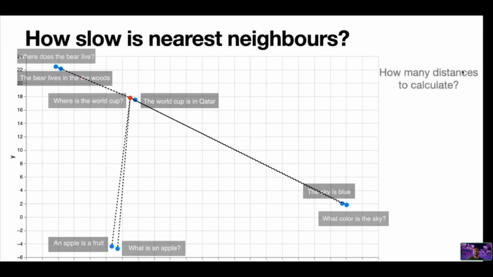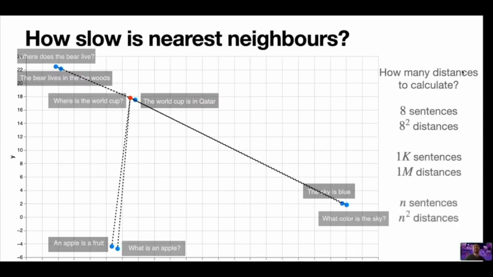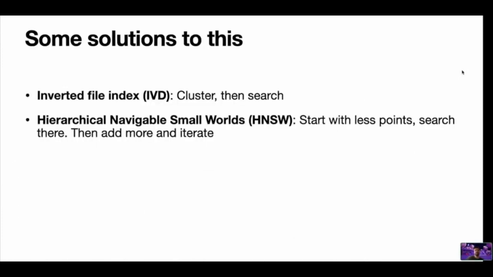So this is a square. If I had 8 sentences, it's 8 squared distances, and if I had 1000 sentences, a million, and in general it's n squared. We don't want to be calculating n squared distances, especially if the number of sentences is humongous. And so therefore there are some solutions to this.